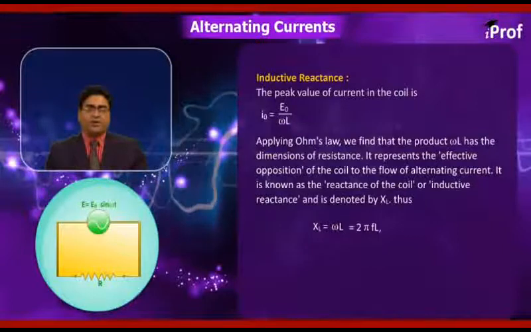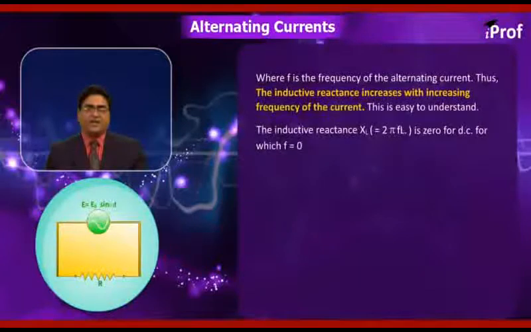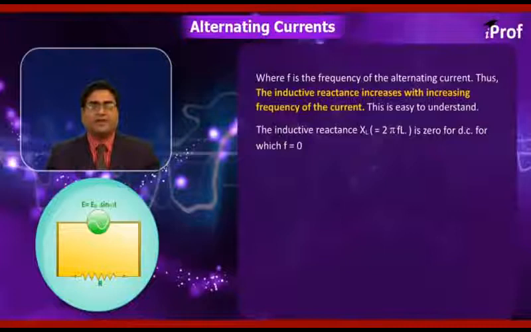Thus XL equal to omega L equal to 2 pi FL, where F is the frequency of the alternating current. Thus the inductive reactance increases with increasing frequency of the current. This is easy to understand. The inductive reactance XL equal to 2 pi FL is 0 for DC, for which F equal to 0.